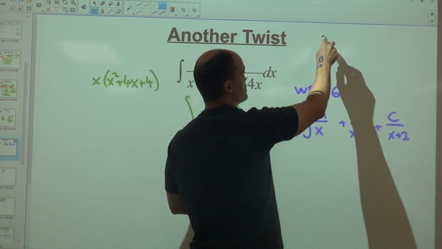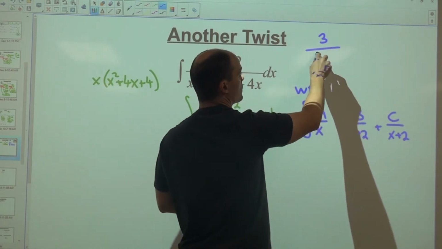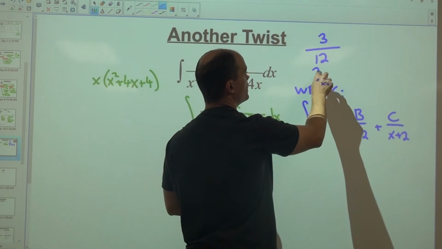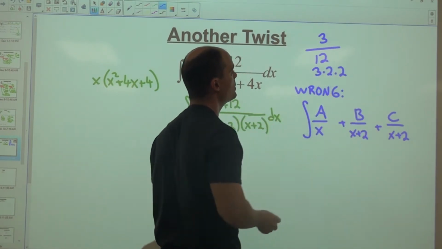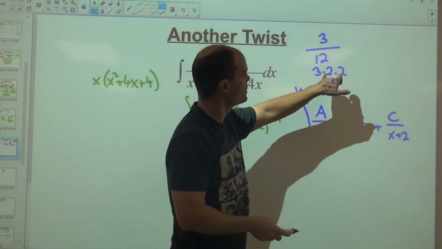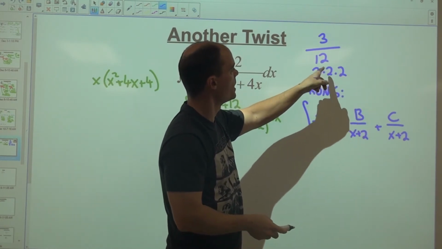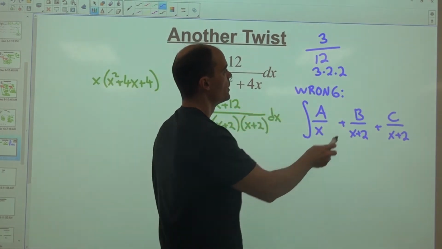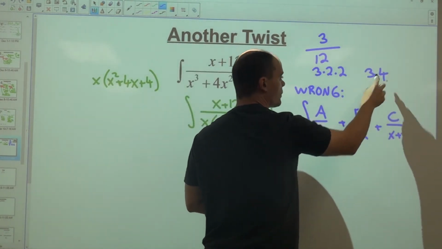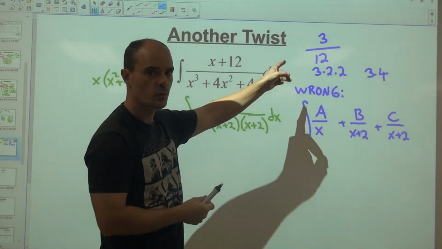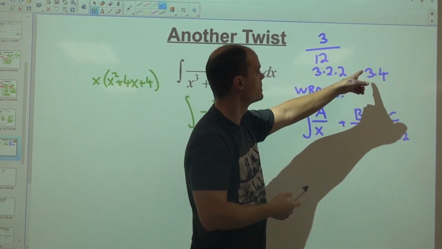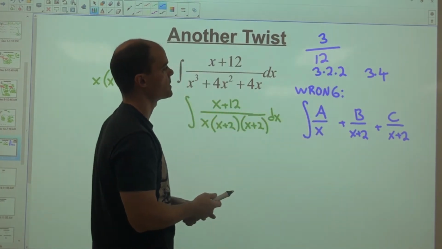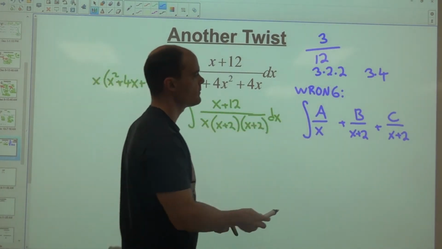Just like having, imagine you had 3 over 12. I can factor 12 into 3 times 2 times 2, but each of these 2's are not a unique factor of 12, they're the same factor of 12. However, 3 times 4, 4 is a unique factor of 12. It goes into 12 3 times. 2 goes into 12 6 times. Each of these 2's go into 12 6 times. So what we need is a unique factor here.